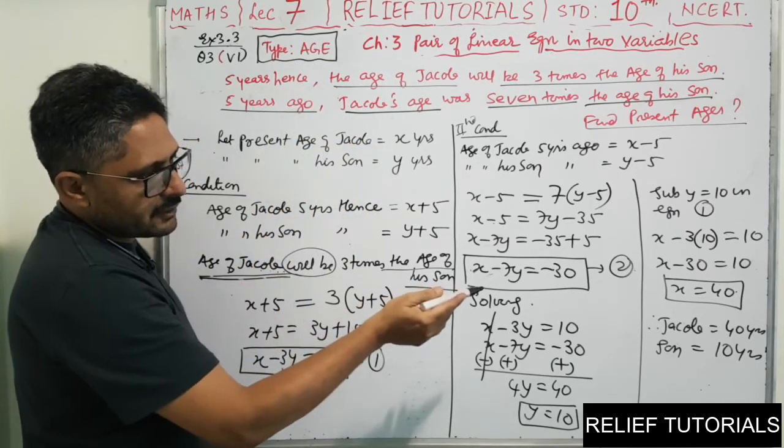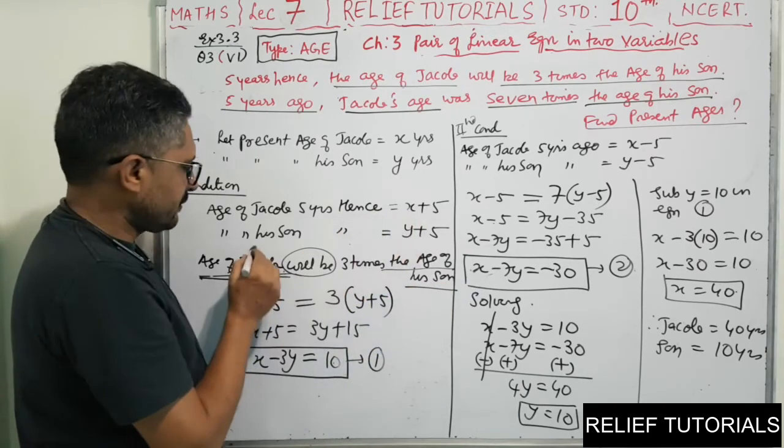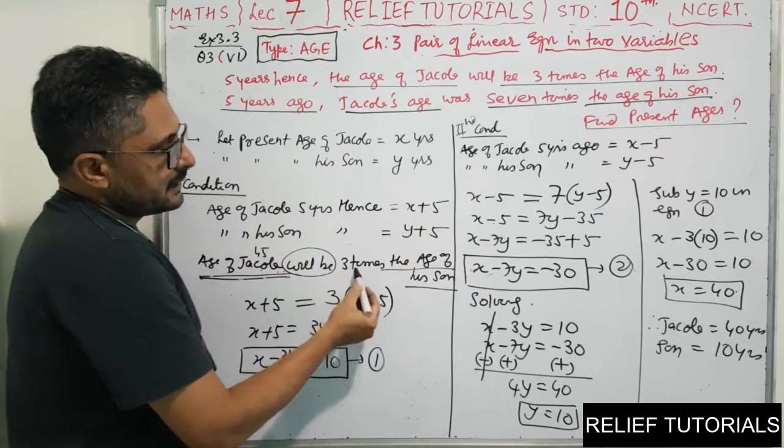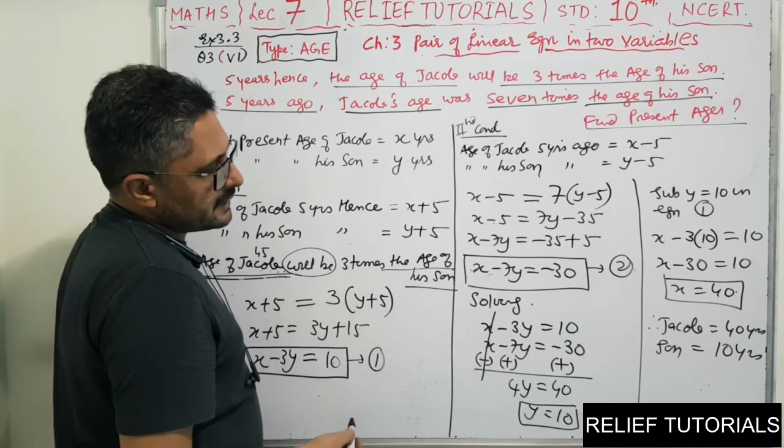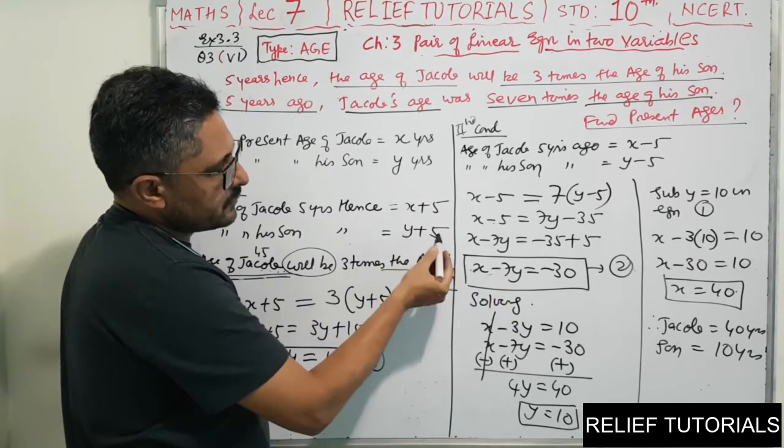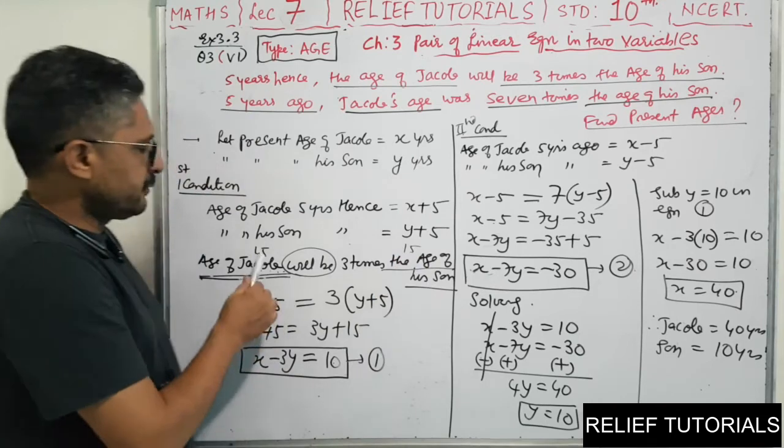So it is now x equals how much? We have 40. 40 plus 5, so it will be 45. And 3 times the age of his son. What is the age of his son? Age is 10. 10 plus 5, so 15. See, 45 and 15.